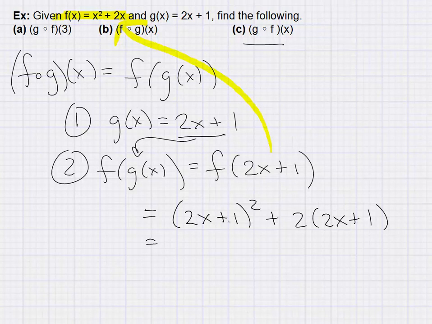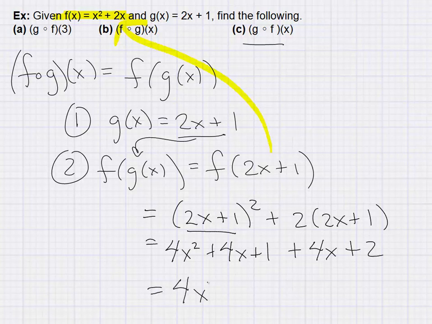Now if I square this one, I'm not going to just square the 2x and square the 1. It's 2x plus 1 times 2x plus 1. So I get 4x squared plus 4x plus 1 plus 4x plus 2. Combine my terms, I get 4x squared plus 8x plus 3.